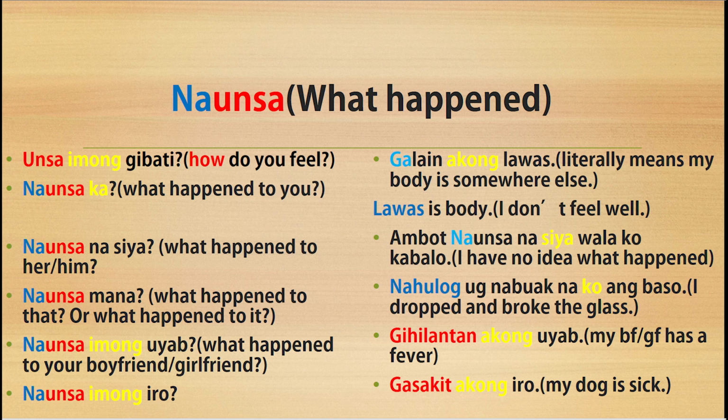Naunsa imong iro? What happened to your dog? Iro. Okay? Naunsa? What happened to your dog? Imong iro. So over here, naunsa, we use the possessive adjective, not the second person, because the uyab belongs to you, the iro belongs to you. It's not focusing on you. So gihilantan or gasakit akong iro. My dog is sick. Okay?